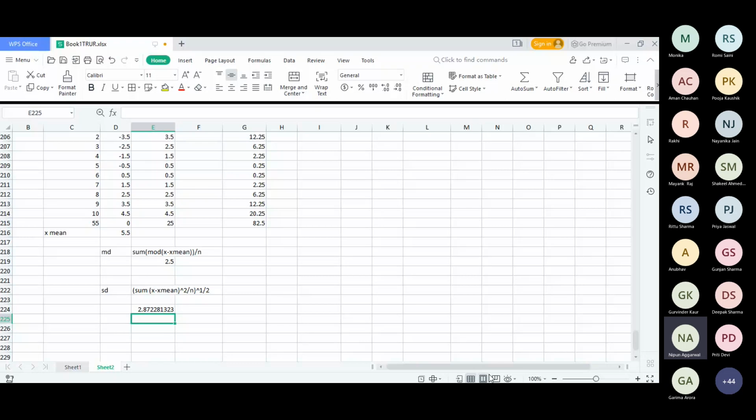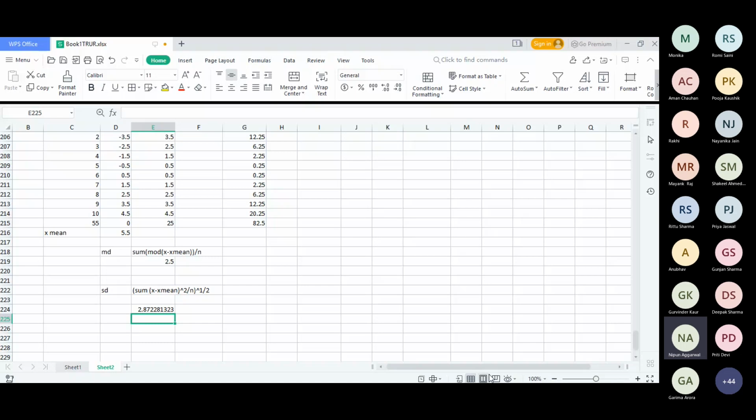Now the last measure of dispersion is the variance. Variance is none other than the square of SD. If we do not take the under root of the answer at the end of the SD, it becomes the variance. So SD and variance are more or less the same thing, but the only difference is that SD has the under root part, and when we square the SD, we get the variance. That is the only difference between the standard deviation and the variance.